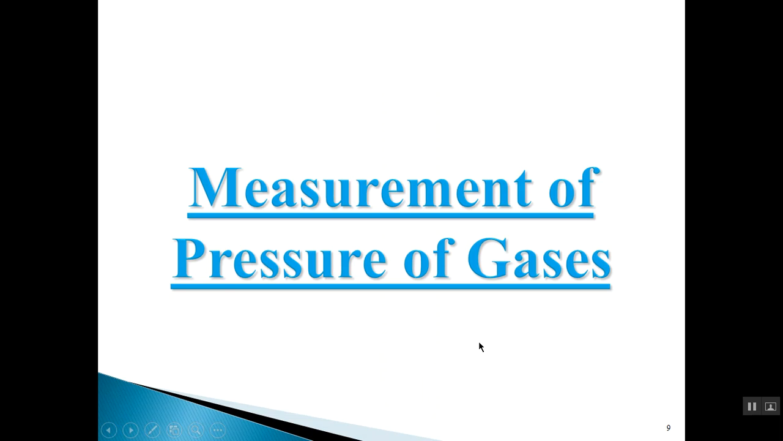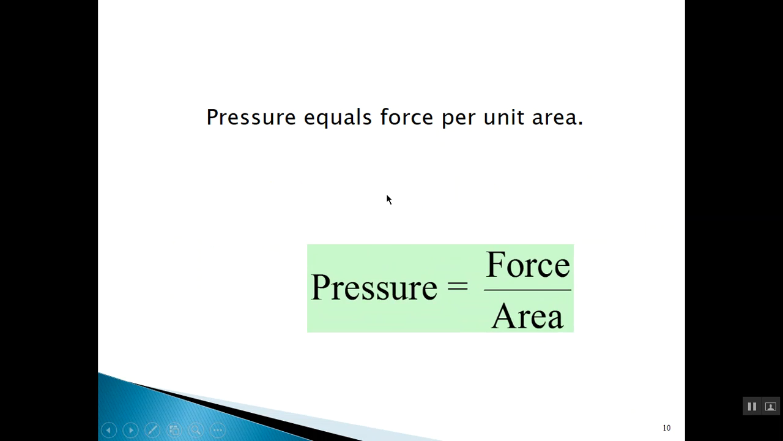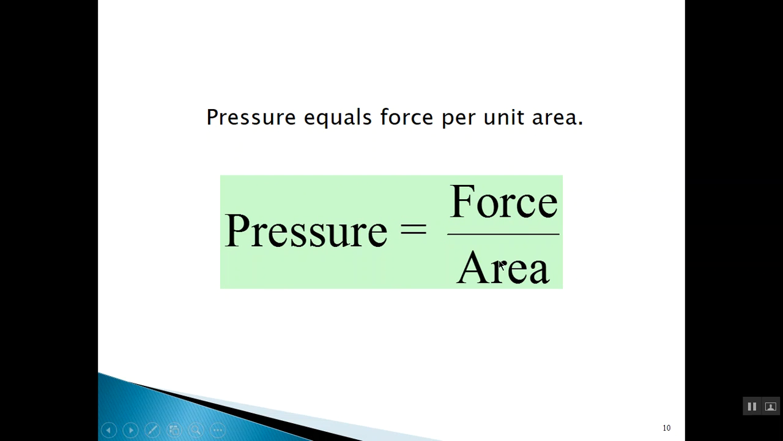Okay, so let's talk about how we measure the pressure of a gas. Now, first we have to define what pressure is. Pressure is basically the force applied per unit area. All right, and that's the equation. And as you can see, the units of pressure depend on what unit we use for force and what units we use for area.